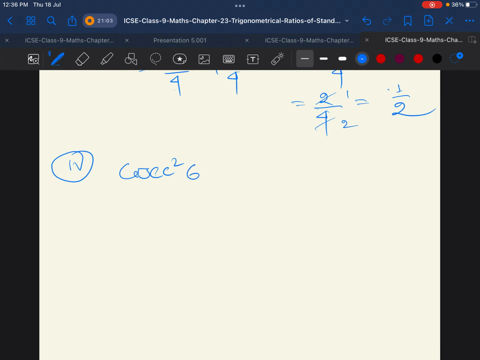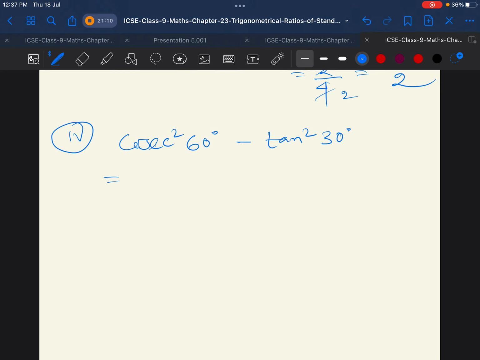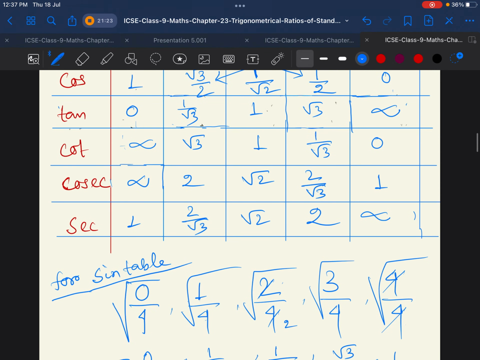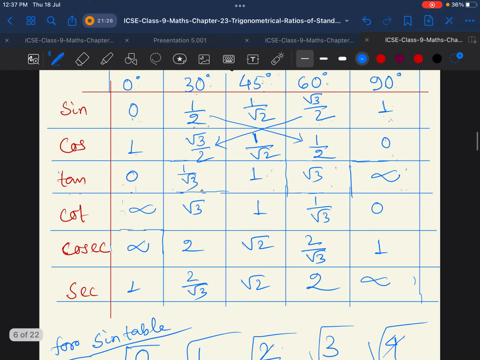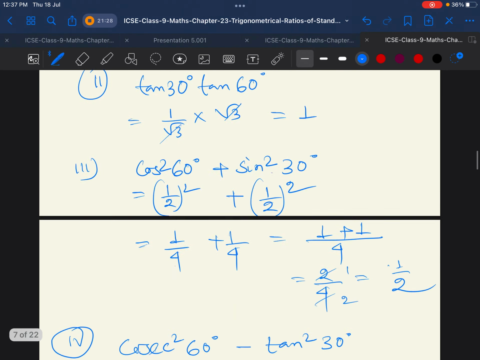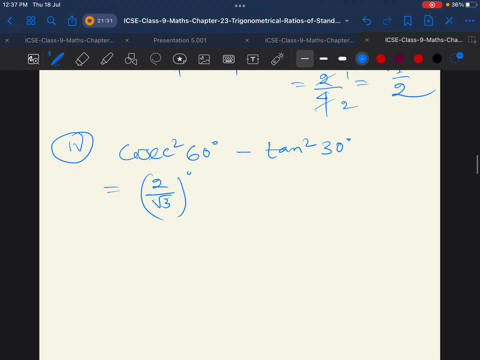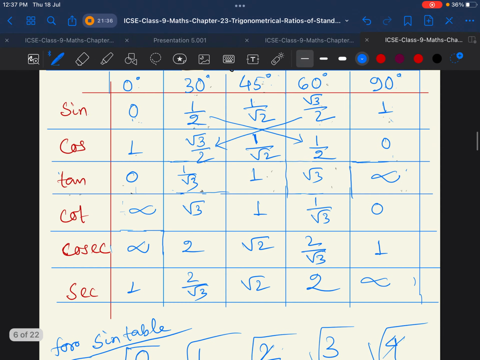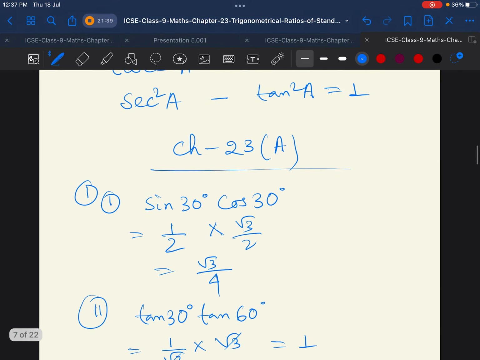Cosec square 60 minus tan square 30 degree. So cosec 60 we know is 2 by root 3. Cosec 60 you see here is 2 by root 3. 2 by root 3 whole square minus tan 30, we know it is 1 by root 3. Tan 30 is 1 by root 3.